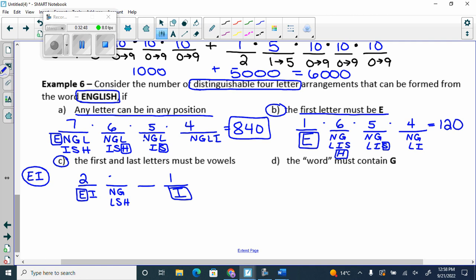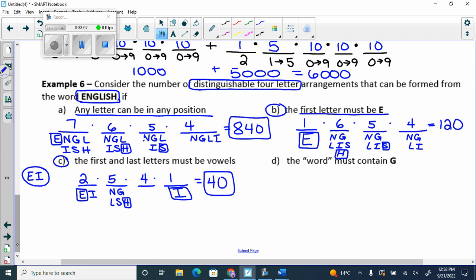So I have 5 for this one. Say I hold the H. Then I would have 4 for this one. So now I'm down to 40 options of distinct different 4-letter words. So the 4-letter words out of English, total maximum are 840. When I restrict the first letter to be an E, I can only come up with 120 different words.